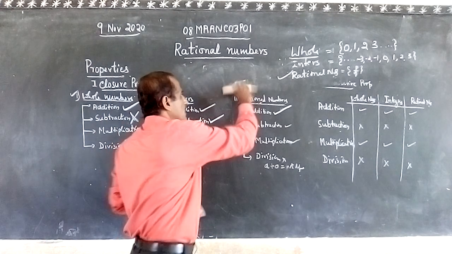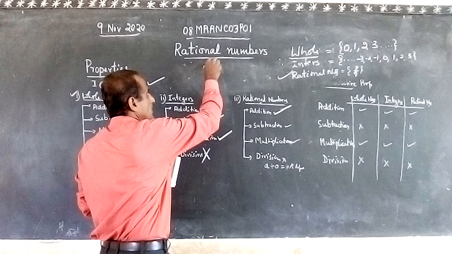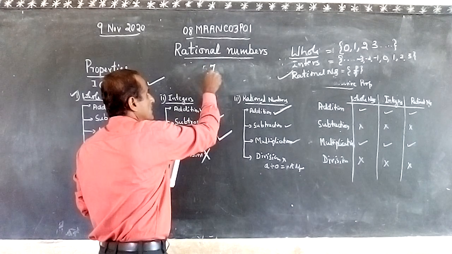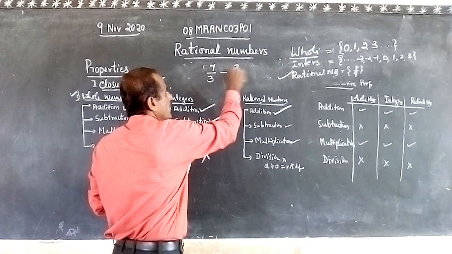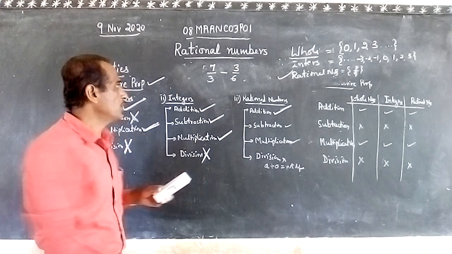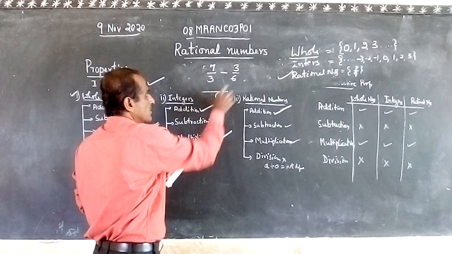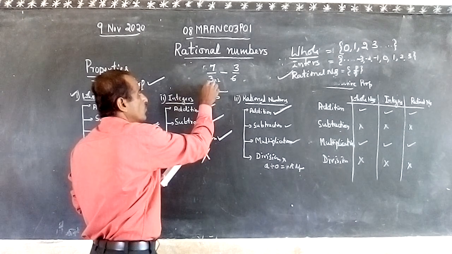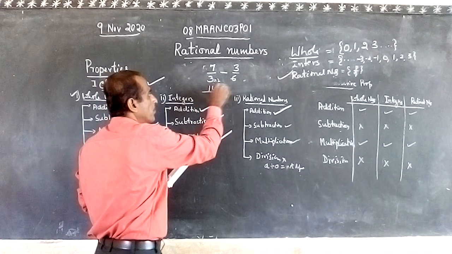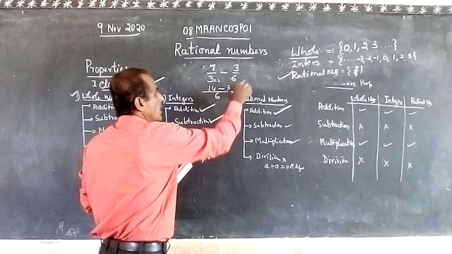Now, what about subtraction? See, if I subtract 7 by 3 minus 3 by 6, what is the answer? 6 is the LCM of 3 and 6, and to get it, you have to multiply 7 by 3 by 2. So 7 into 2 is 14, minus 3 into 1 is 3. So the answer is 11 by 6.